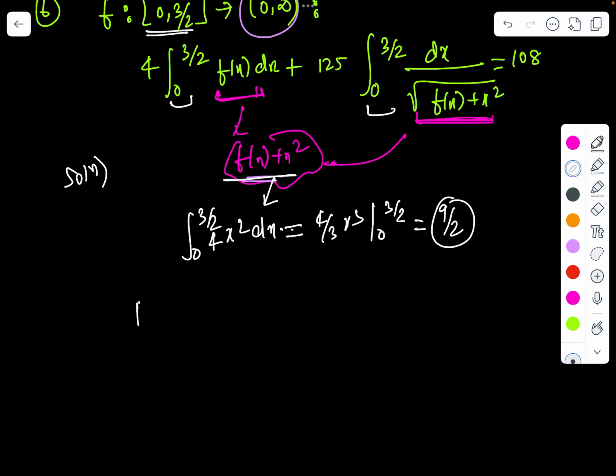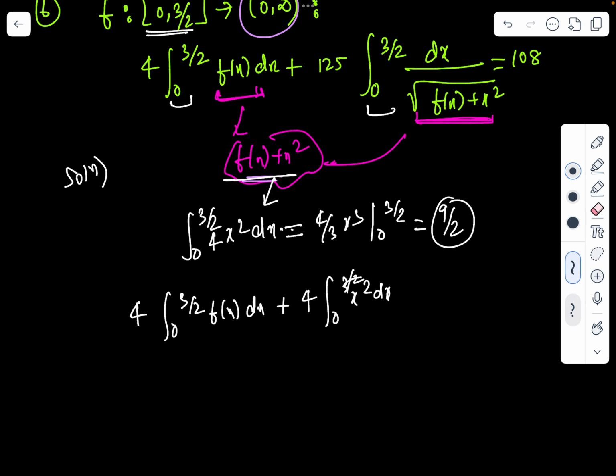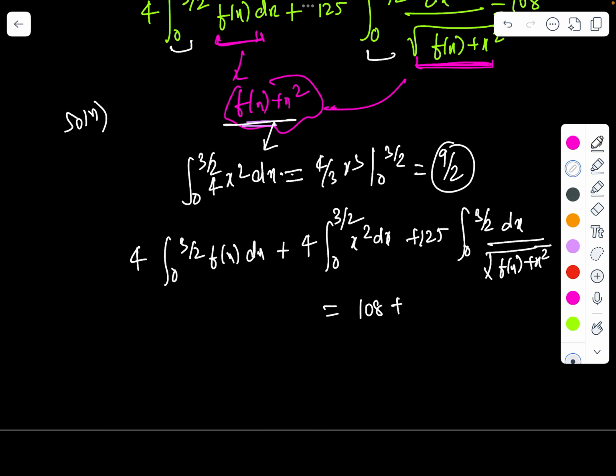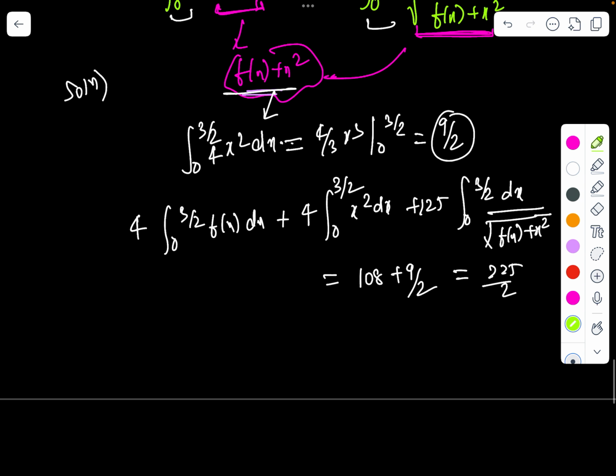So we'll have 4 times the integral from 0 to 3 by 2 of f of x dx, and then I can write 4 times the integral from 0 to 3 by 2 of x squared dx, that is fundamentally 9 by 2. Okay, so I guess you are getting the very nice logic over here, and plus 125 times the integral from 0 to 3 by 2 of dx by root over f of x plus x square. Cool. And then I have to add 9 by 2. So it's 216 plus 9 by 2, that gives 225 by 2. So this is what we're getting over here.